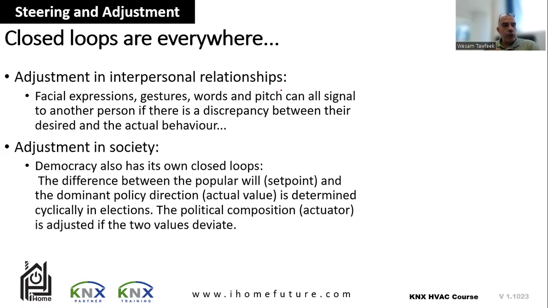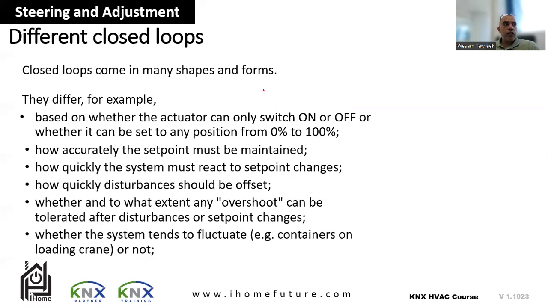The difference between the popular will, the set point, and the dominant policy, the actual value, is determined cyclically in elections. So the idea is that closed loops are everywhere. Different closed loops come in many shapes and forms, based on whether the actuator can only switch on and off, or whether it can be set to any position from 0% to 100%. As I told you, actuators can come as on and off, so closing a valve or opening a valve, that's it, or a valve that can be controlled for different openings from 0% to 100%.